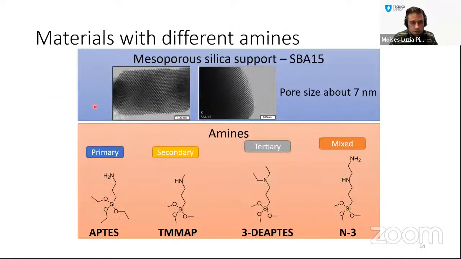So, just to put again into context, we started with this type of mesoporous silica. In this case it is SBA15. It's a mesoporous silica, as you see in here in this nice electron micrograph, and you see that the pore size is about 7 nanometers, and this material can be decorated with these amines, so these organic tails in here with the amine. So we have primary, secondary, tertiary amines, and also a mixed amine, so secondary and primary amines.